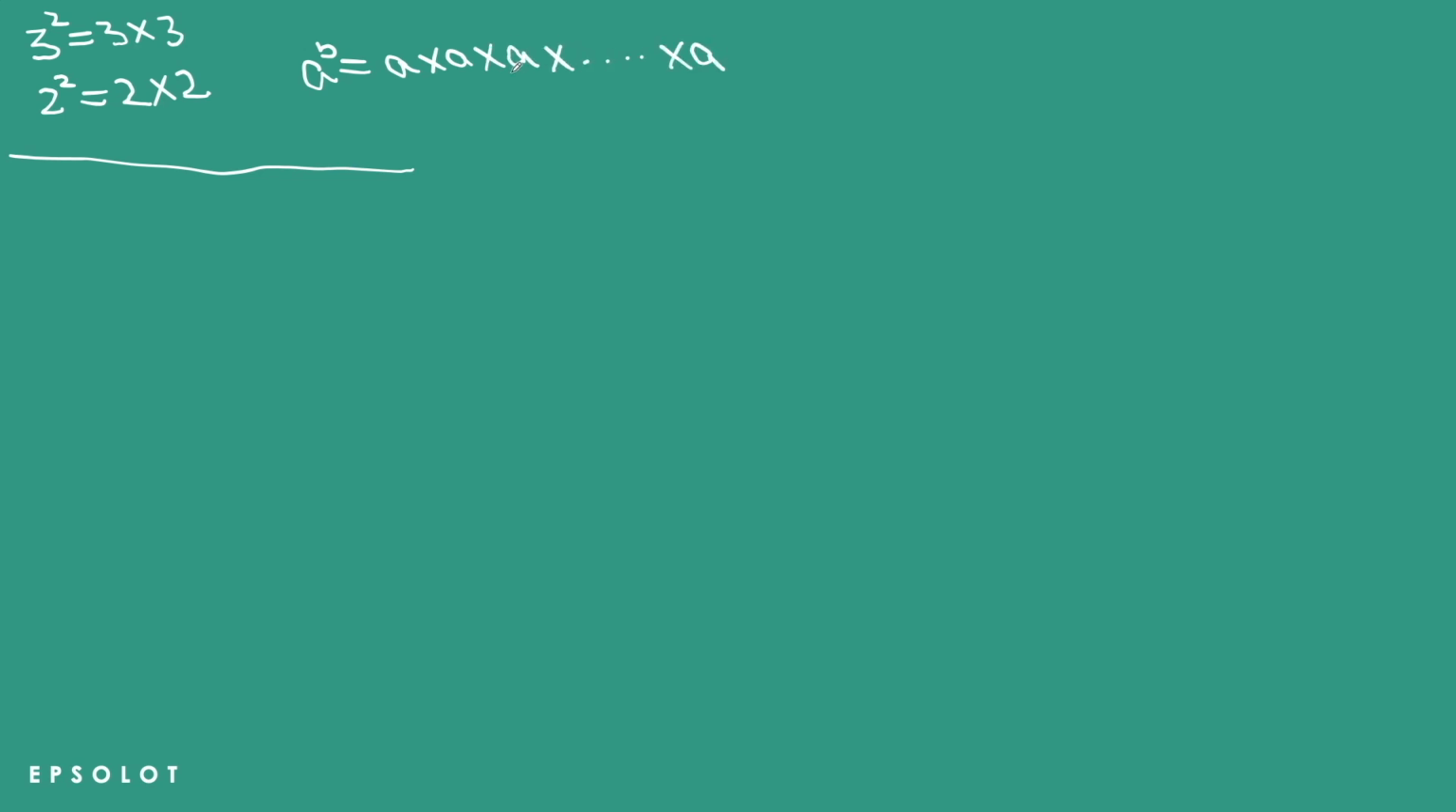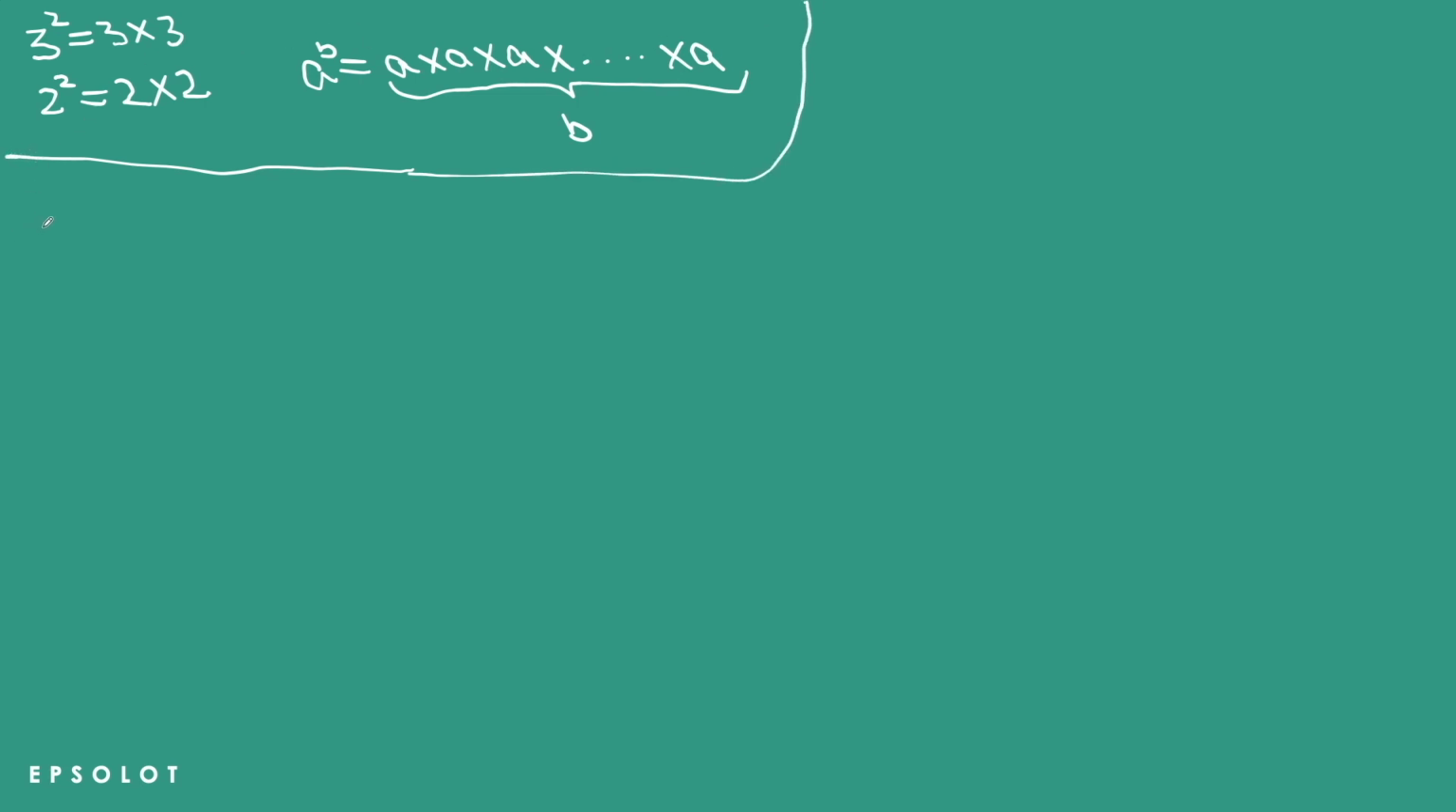So just to recap, you just have to remember that if I was to write 3 to the power of 2, that means 3 times by 3. 2 to the power of 2 means 2 times by 2. Just keep that in mind. And a to the power of b simply means a times a times a, and so on, times by a, and that would be done b number of times, right? So we'll highlight that and close that down right there.